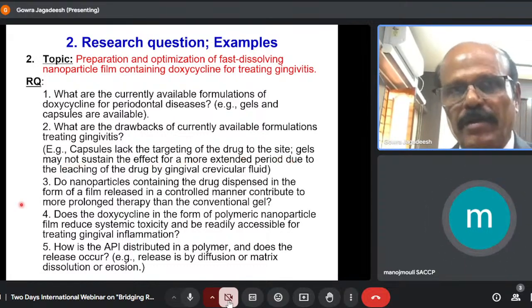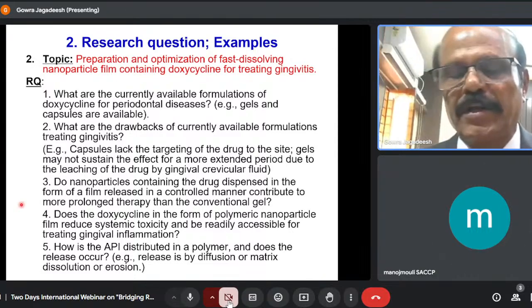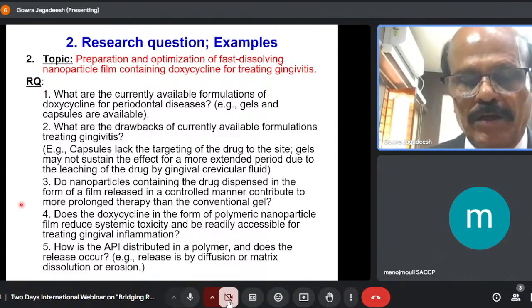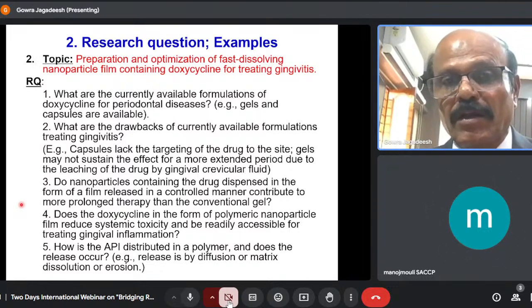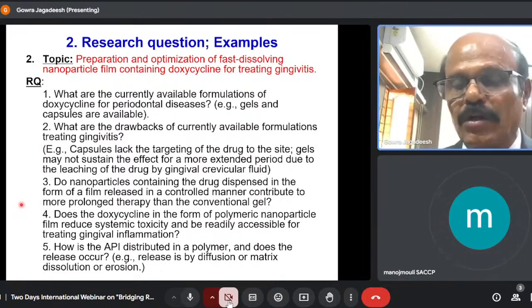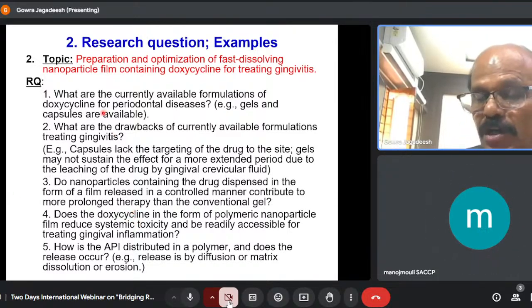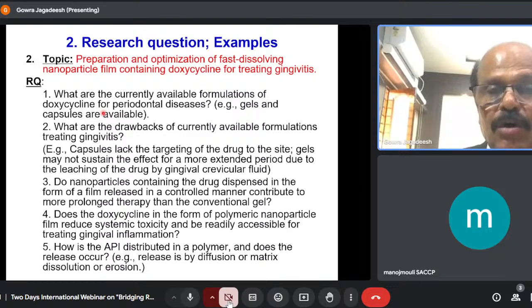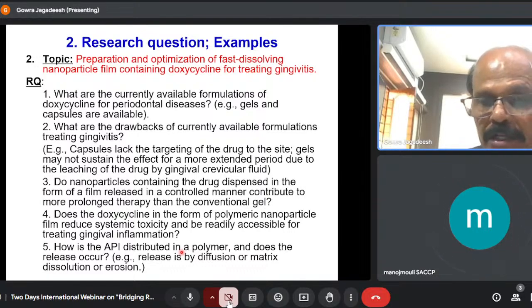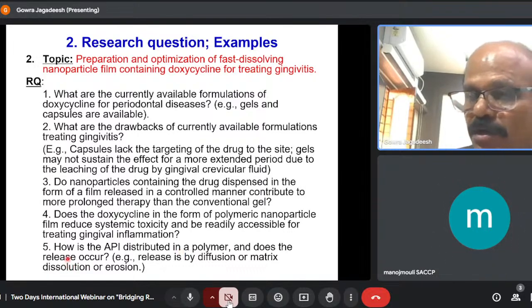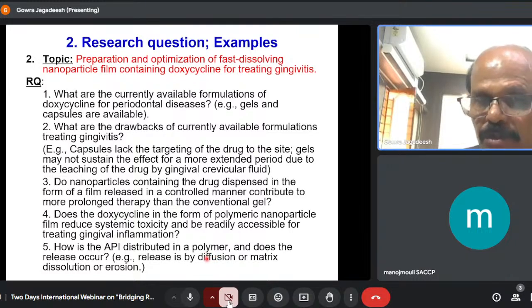Extended period means, okay, with the film I would like to extend the period of the activity. That is, there may be controlled release, so that it may release every hour. So for 24 hours, one application is sufficient. Then we avoid the capsule, which causes systemic toxicity, GI disturbances, and also kills the bacterial flora. In that case, you may be able to overcome the systemic toxicity by giving the site-specific one, that is, in the buccal cavity, you may put this one. Obviously, distributed in a polymer, does the release occur, what is the controlled release, how many hours does it go, and then what experiments can you do.